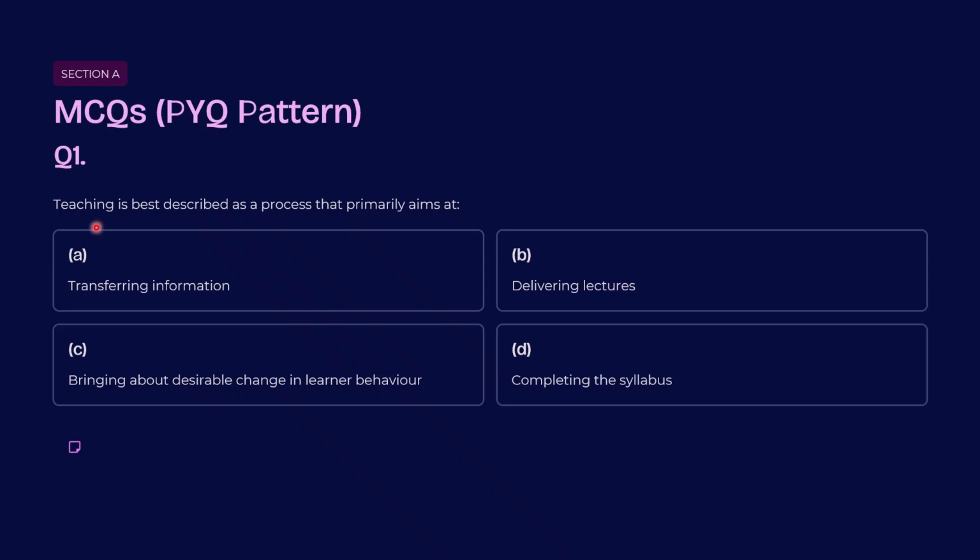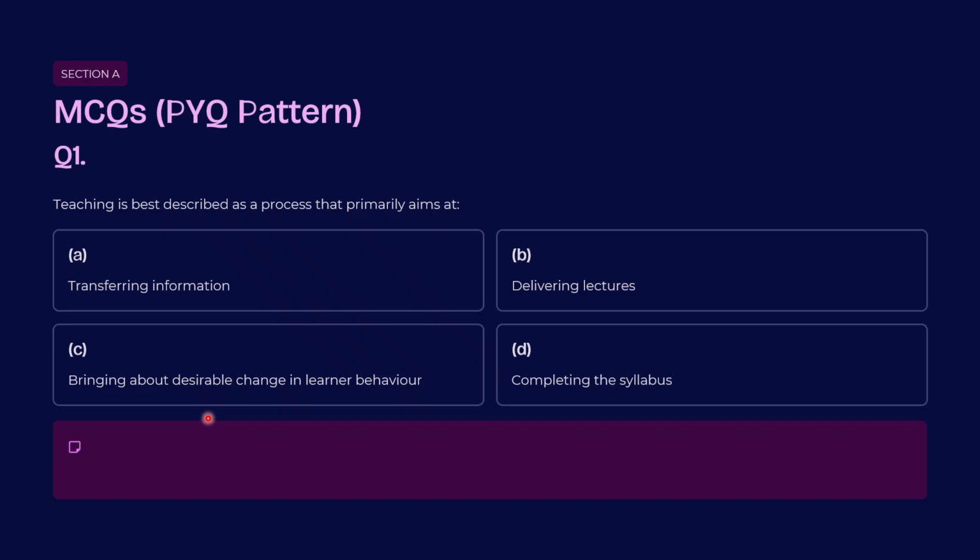So our first question is: teaching is best described as a process that primarily aims at A. Transferring information, B. Delivering lecture, C. Bringing about desirable change in learners' behavior, and D. Completing the syllabus. Take a few seconds and think about the answer.